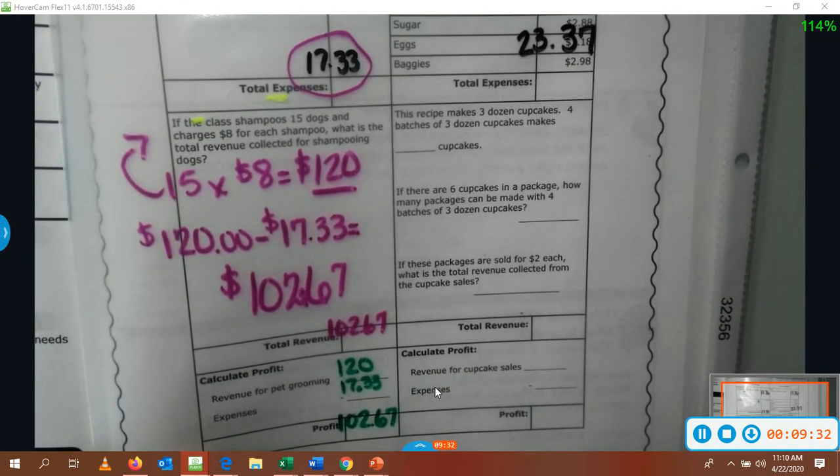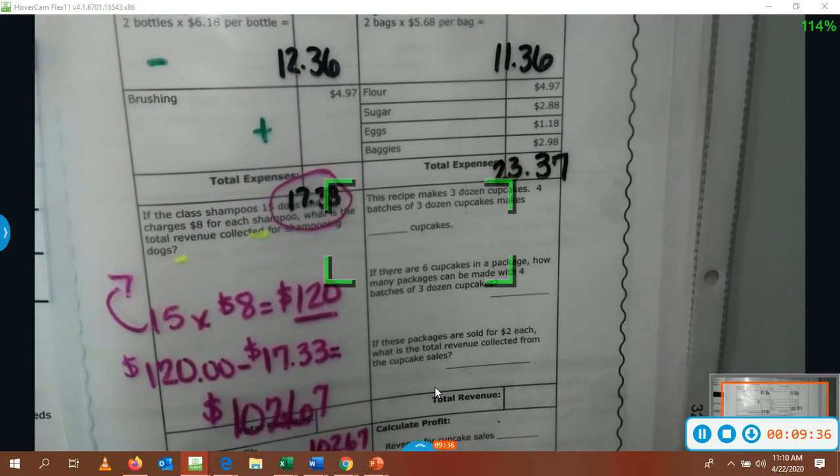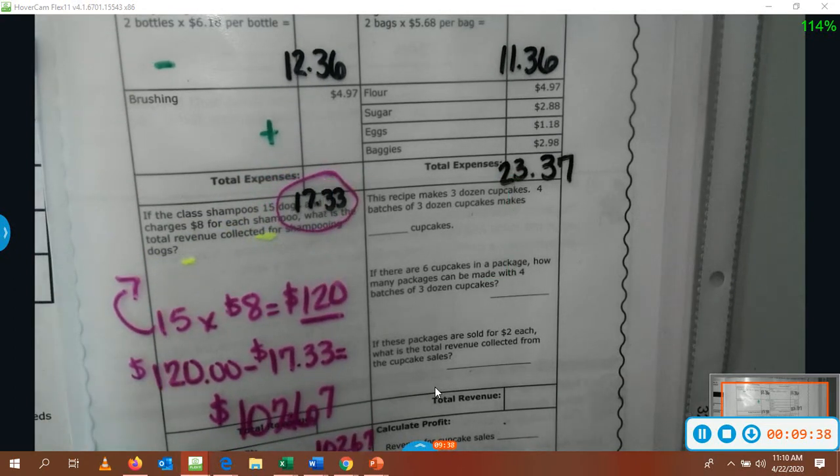Okay, on to the next slide. So the expenses was $23.37. That's what we know so far.